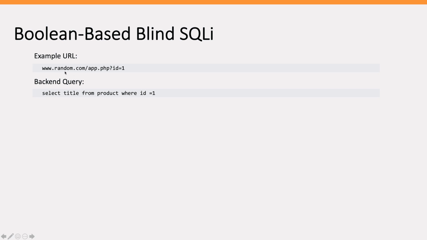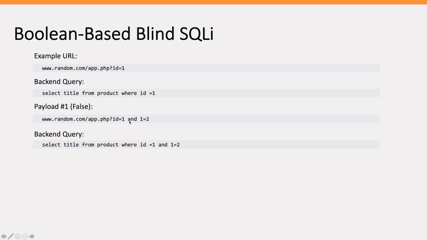So imagine over here, when you enter an ID number, this is the query that happens at the backend. So select the title from the product table where ID is equal to 1. And because ID is equal to 1 is a valid ID in the table, the application will display the title of the products that are associated to ID 1. Now, if we want to force a false payload, what we can do is use a conditional statement, and 1 is equal to 2. So the backend query would be select the title from the product table where ID is equal to 1 and 1 is equal to 2.